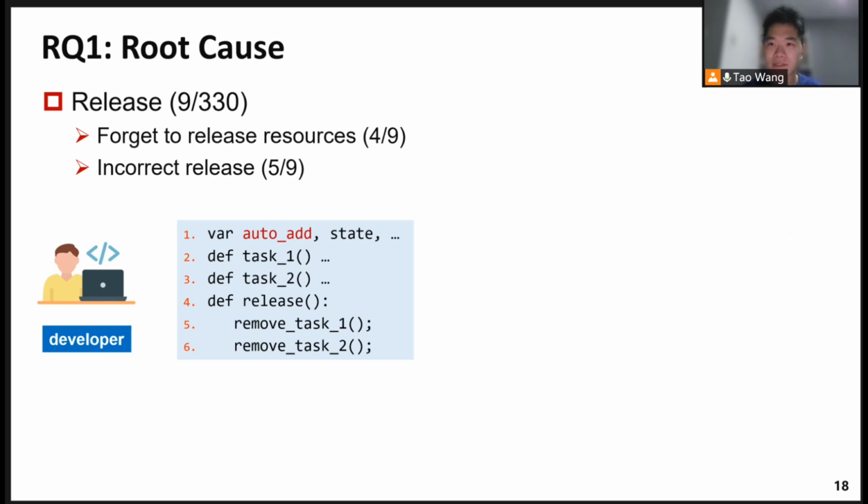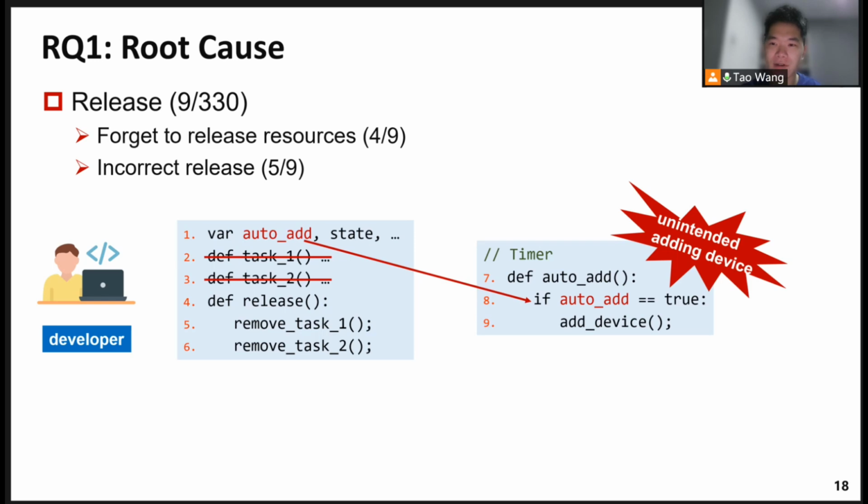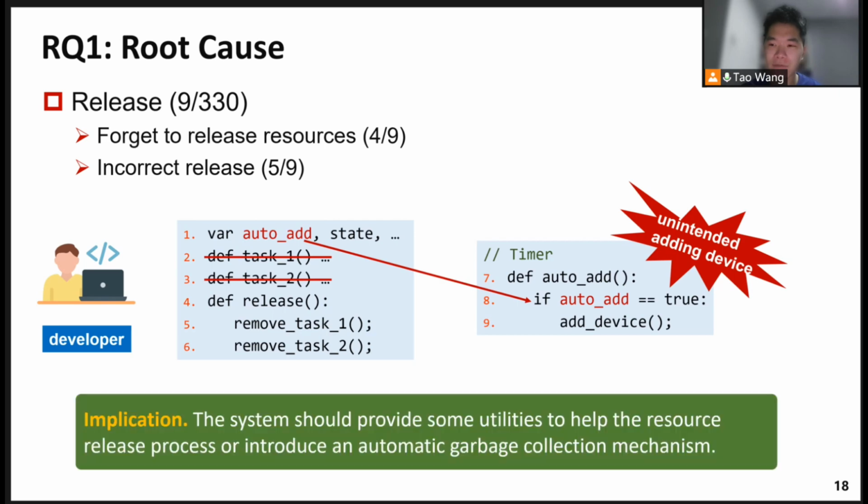Device integrations can forget to release resources or do incorrect release. For example, the integration only removes some tasks after release, and it ignores the release of some variables that may cause the device to be re-added. Therefore, the system should provide some utilities to help the resource release process or introduce an automatic garbage collection mechanism.